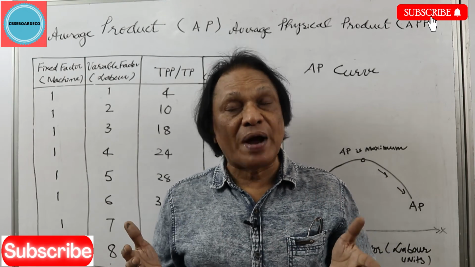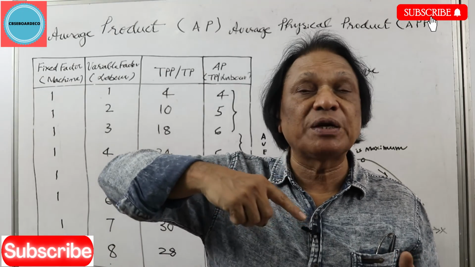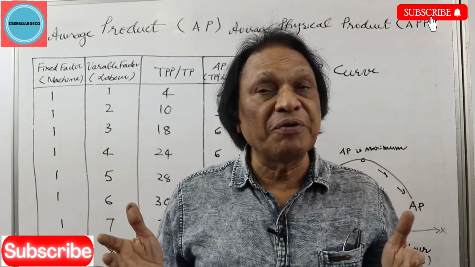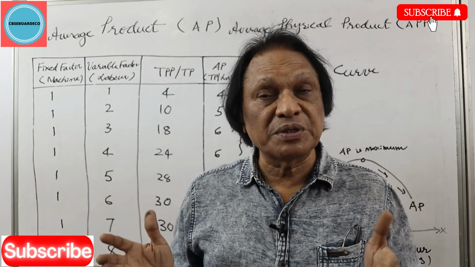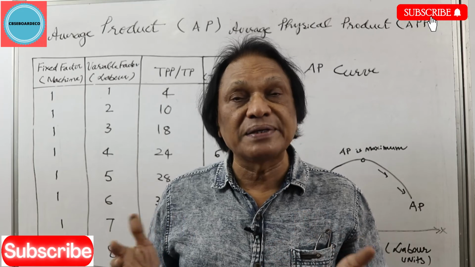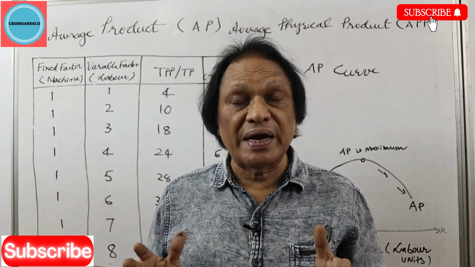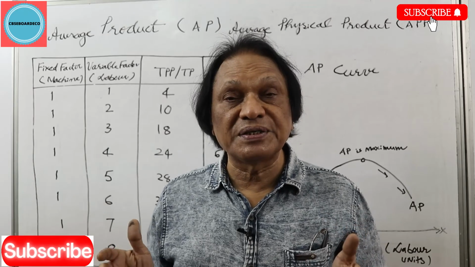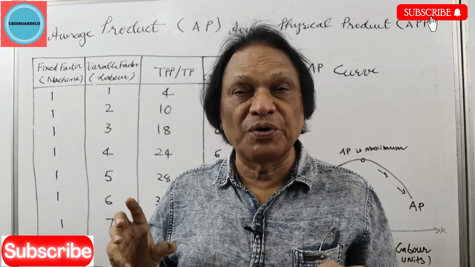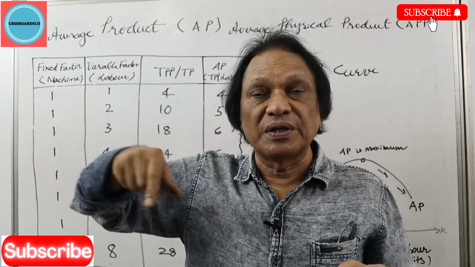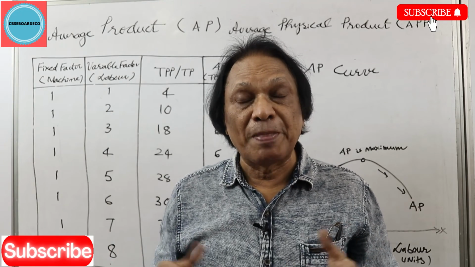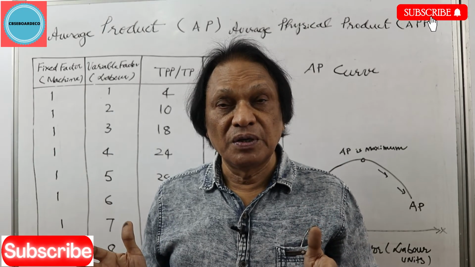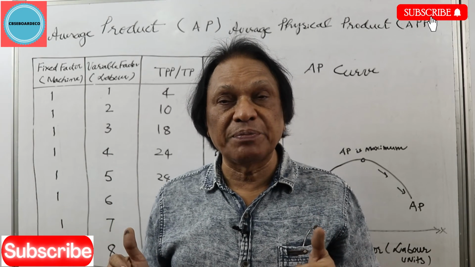So what happens to average product as you go on engaging a variable factor labor on the same fixed factor machine? AP first increases, then becomes constant, reaches its maximum and then declines. That's why the average product curve will go up and then decline. AP curve is an inverted U-shaped curve. It's a U-shape the other way around, inverted U-shaped curve. That's average product. So average product is per unit production of labor. We can find out AP by dividing TP upon labor units.